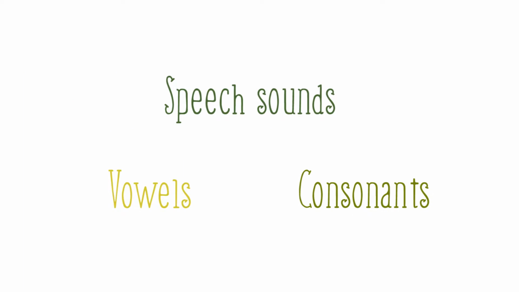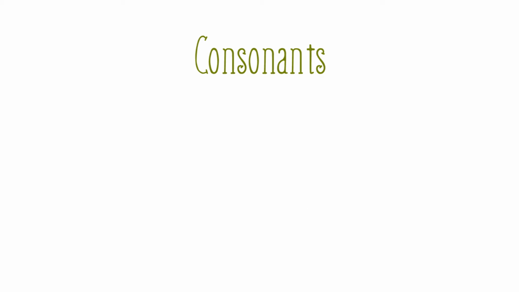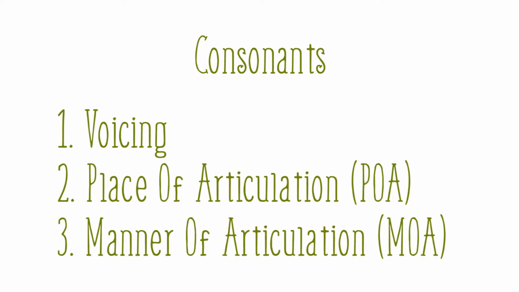We divide speech sounds into two general groups, vowels and consonants. There are other ways of grouping sounds together, but for now we are just focusing on consonants and vowels. So, two principal groups. For consonants, how many features do we need to identify the consonant? Three. Yes, we need to know the voicing, the place of articulation, and the manner of articulation.